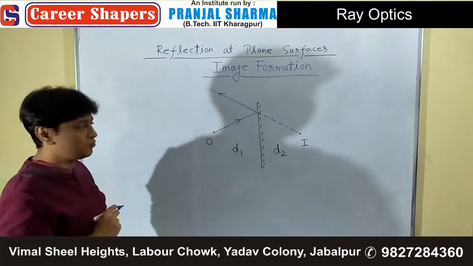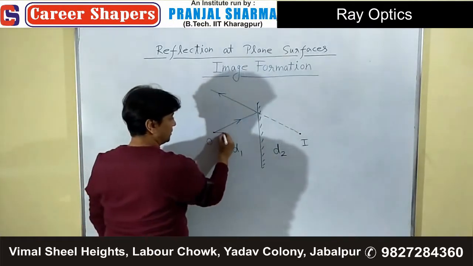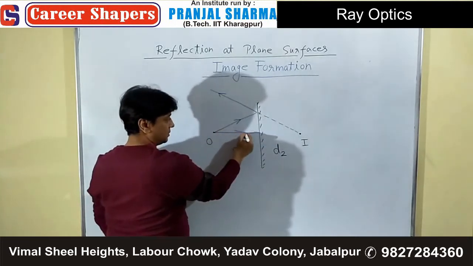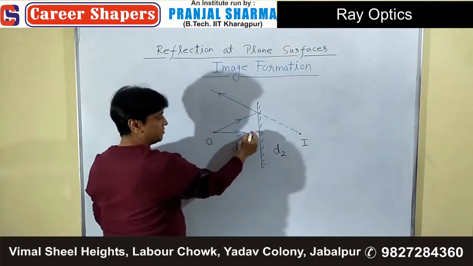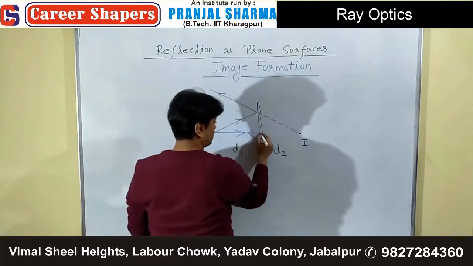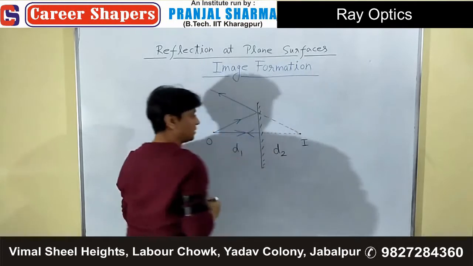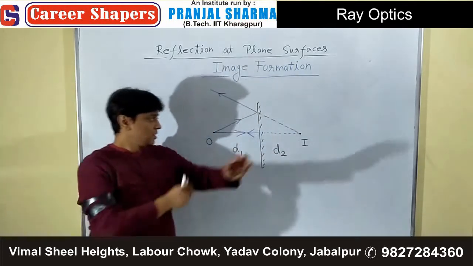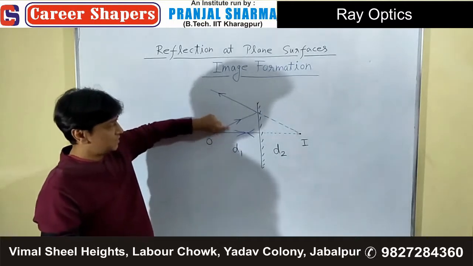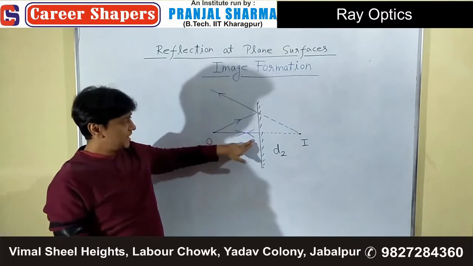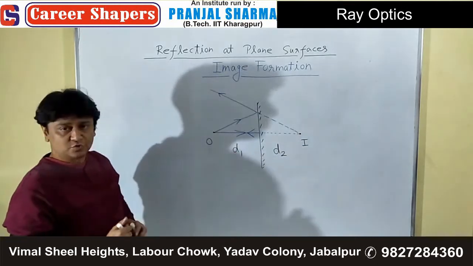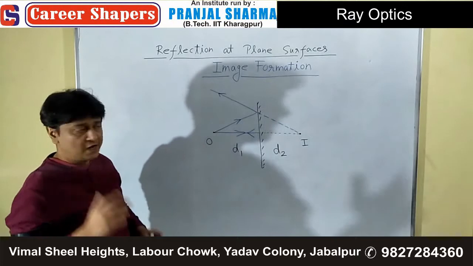Let's draw a second ray. Let's draw the second ray along the normal. For this incident ray, you all know that this will be the reflected ray. And this is the intersection point. You always need two rays for the intersection part, and therefore you always need to draw two incident rays. Corresponding reflected rays will give you what? Image. Our aim is to find d1 and d2, the relation between these two.